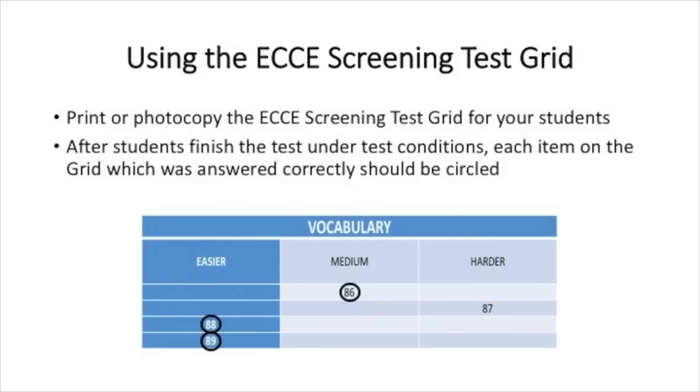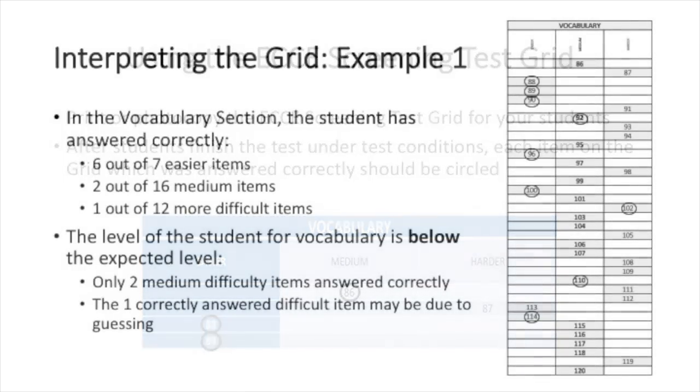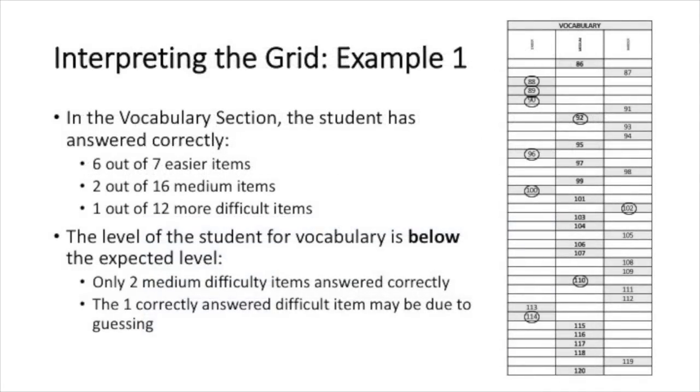It is suggested that you print or photocopy the ECCE Screening Test grid for the students. Then, after students finish the test, please remember under Test Conditions, each item on the grid which was answered correctly should be circled. In this way, you will have a visual of the total number of correct answers on the test. The following slides are examples of patterns formed after the correct answers of the students are recorded on the grid. These examples show you how to interpret the outcome of the students' results in the test.